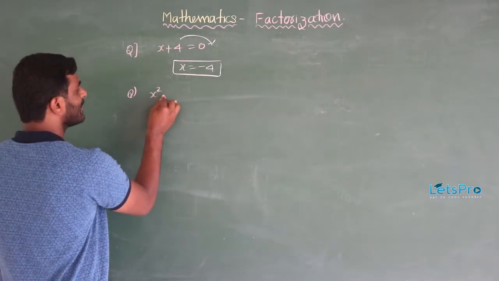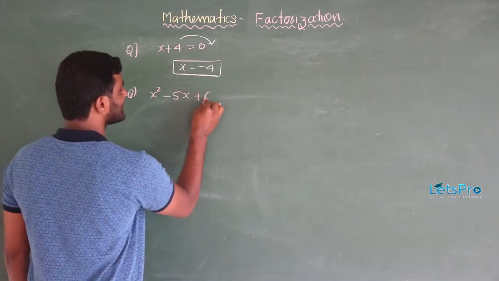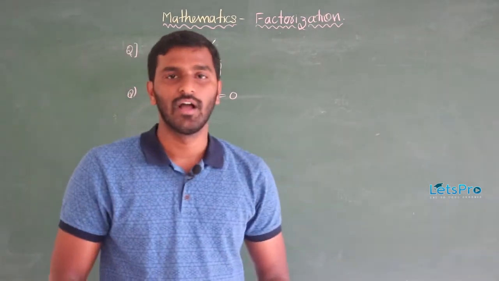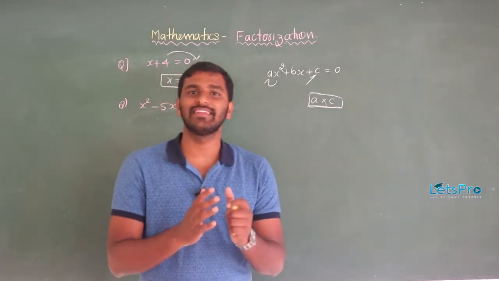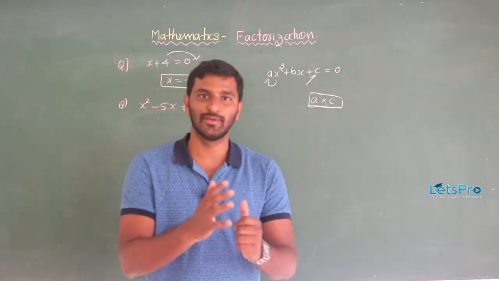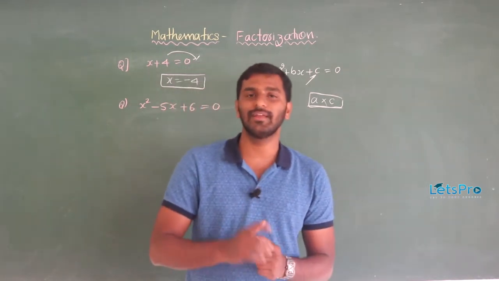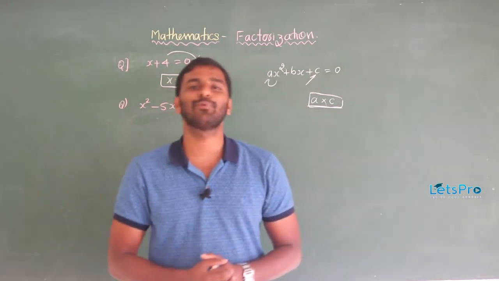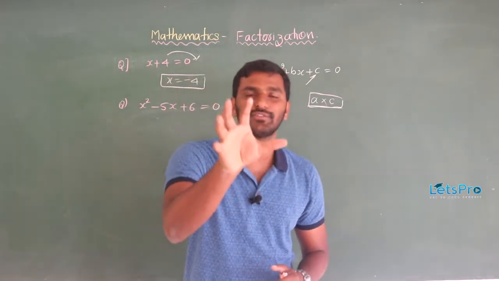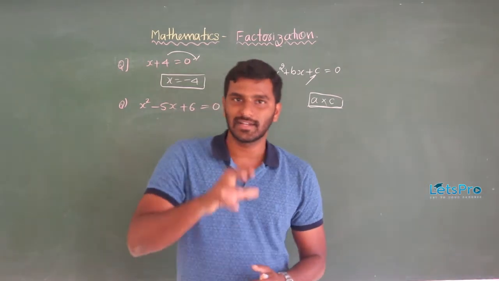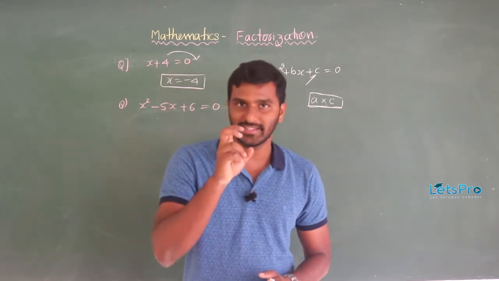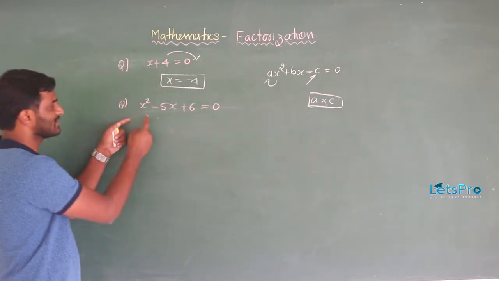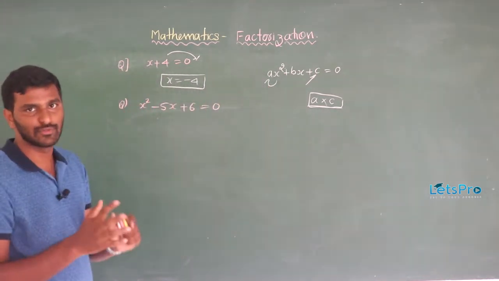Now let us take a quadratic equation: x square minus 5x plus 6 equal to 0. We need to find the factors of this equation. We have discussed linear, quadratic and cubic polynomials. In a linear polynomial, the highest degree is 1, hence we get only 1 factor. In a quadratic polynomial, the highest degree is 2, hence we get 2 factors. In a cubic polynomial, the highest degree is 3, hence we get 3 factors.